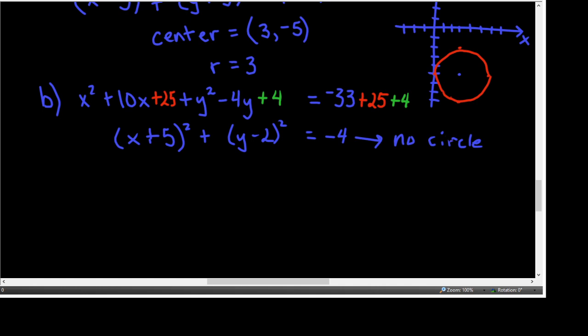No circle, and the graph is, well, there's no graph. The graph is empty. The graph contains no points whatsoever. Alrighty. And then C.